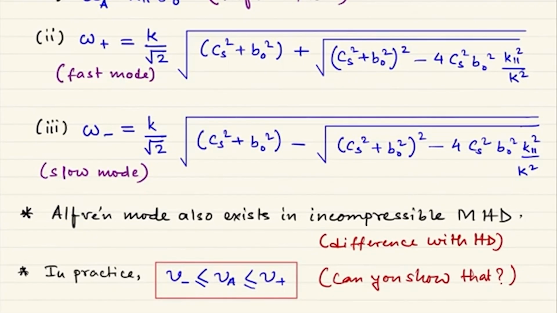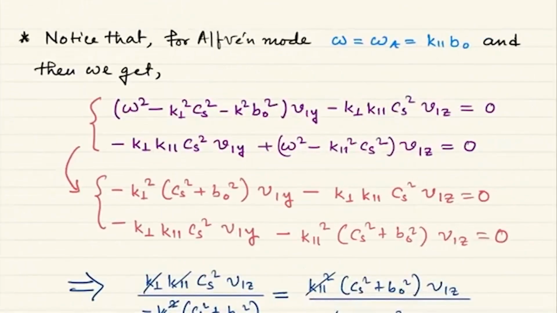Then another point is that one can actually show that the phase velocity of the slow mode is less than or equal to the phase velocity of the Alfvén mode, and that will be less than or equal to the phase velocity of the fast mode. So can you do some simple algebraic calculations and tell me? I can help you.